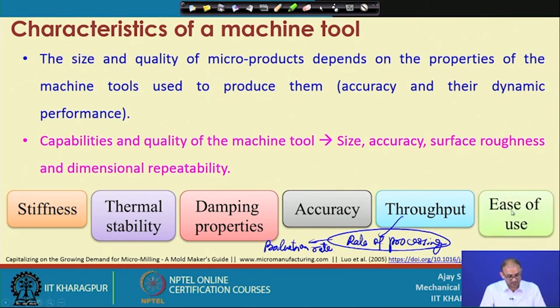And ease of use is important, because we know that the operation and the things which you have to take care of while operating a micro machining setup are different from conventional machining. In the last few lectures we have seen those things, but still it should be very easy, because a person should feel very comfortable while learning the machine also, and it should not require so much sensory skill and understanding of the process.